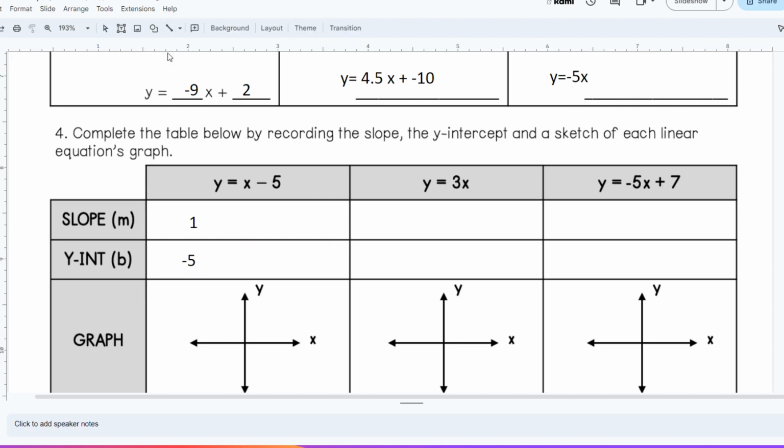So for this graph, I'm just going to start in the negative position. I'm going to make sure my slope is positive because it's 1. And I'm going to go up 1 over 1. Something like that would look like my slope.